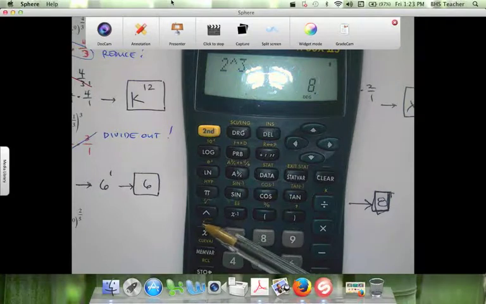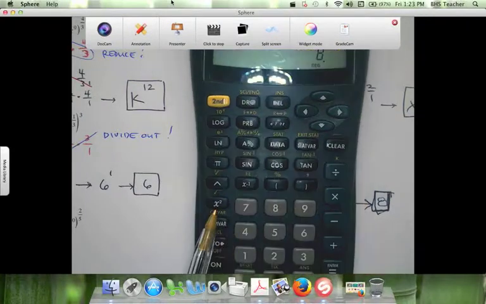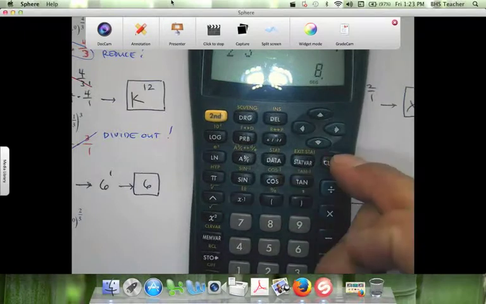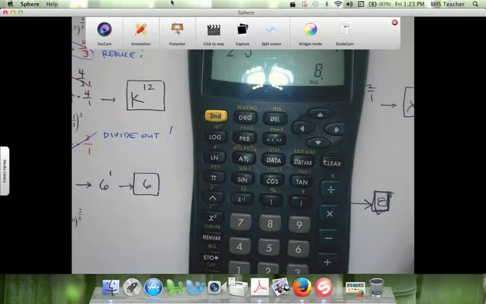Okay, most of them have a squared key, some have a cubed key, but if you need a power above the 2 or a 3, then this is where you use this key. Let me show you a couple of other different calculators.